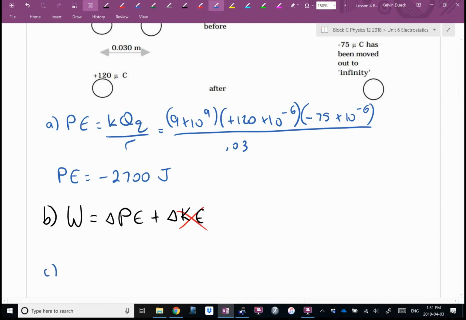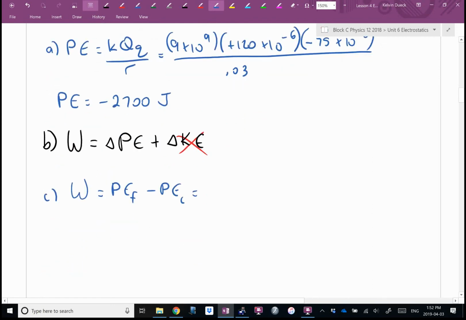Ethan, what's C want me to find? The actual work. Okay. Well, it's the change in potential. Ethan, what's change in anything? So this is going to be potential energy final minus potential energy initial. Not MGH. This is not height potential energy. This is electric potential energy. It's going to be K, big Q.